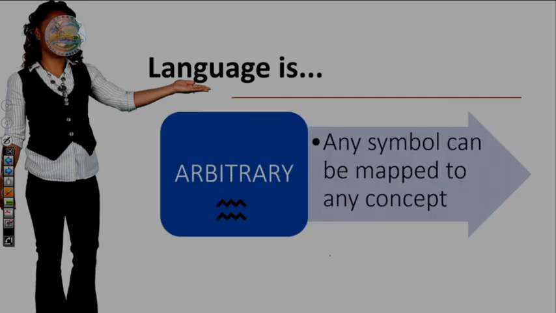We'll take a look at one more. Language is also arbitrary. Any symbol can be mapped to any concept. Even what we have here, these look like squiggly lines. Somebody else can use them to indicate snakes. Somebody can use them to indicate water.